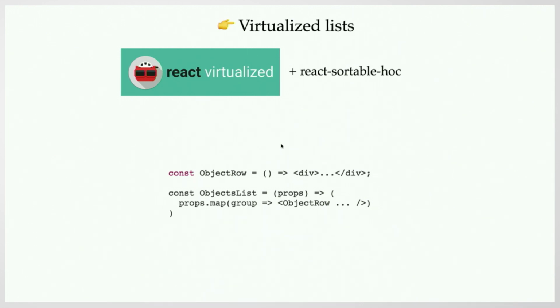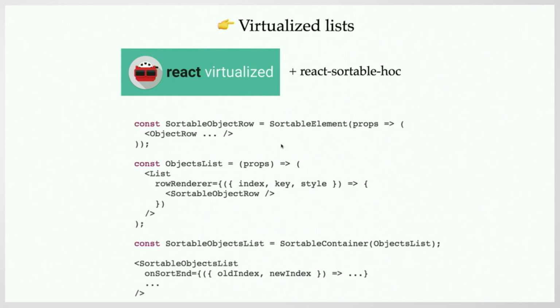To give you a simple example, here is a list of objects, so it's just iterating on objects and displaying a row for every object. If you want to move it to a virtualized list, you use a list that is provided by React Virtualized, and instead of mapping on your objects, you give this row renderer, which is called every time a row has to be displayed on the screen, because only the rows that are on the screen will be rendered.